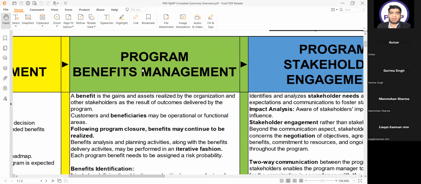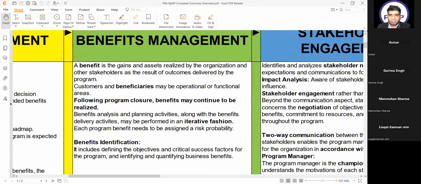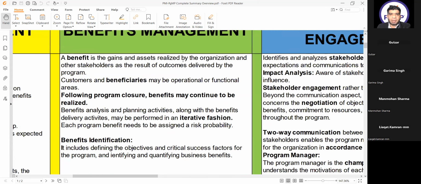Next domain, program benefits management. A benefit is the gains and assets realized by the organization and other stakeholders as the result of outcomes delivered by the program. This is the definition of benefit. Customers and beneficiaries may be operational or functional areas. Following program closure, benefits may continue to be realized.